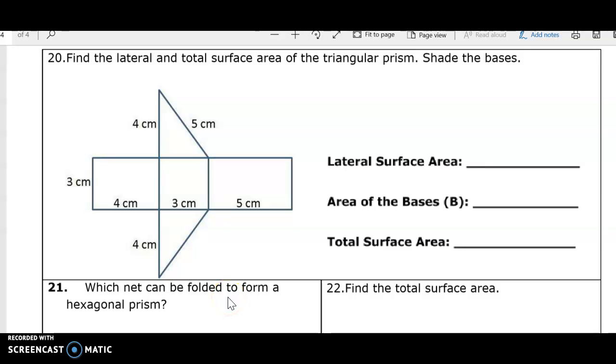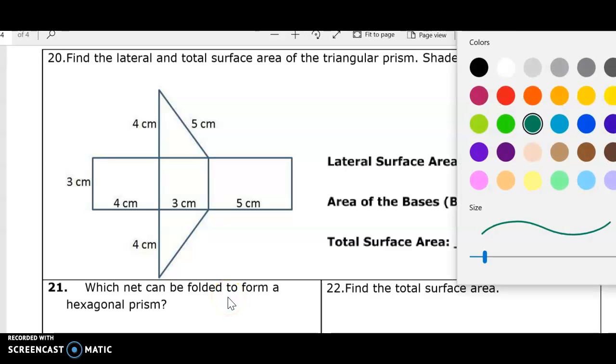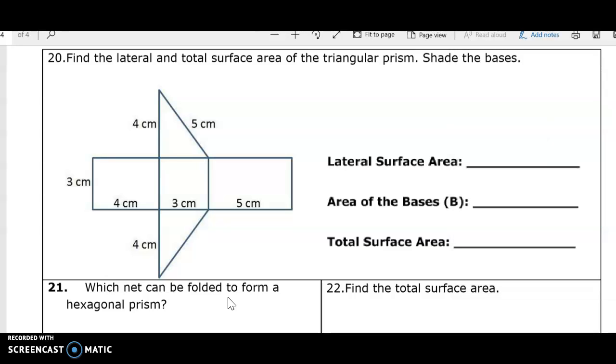This is page 4 of the review. Please don't let the different colors make you wonder why. It's just because I've done the videos at different times. So we're going to find the lateral surface and total surface area of a triangular prism.